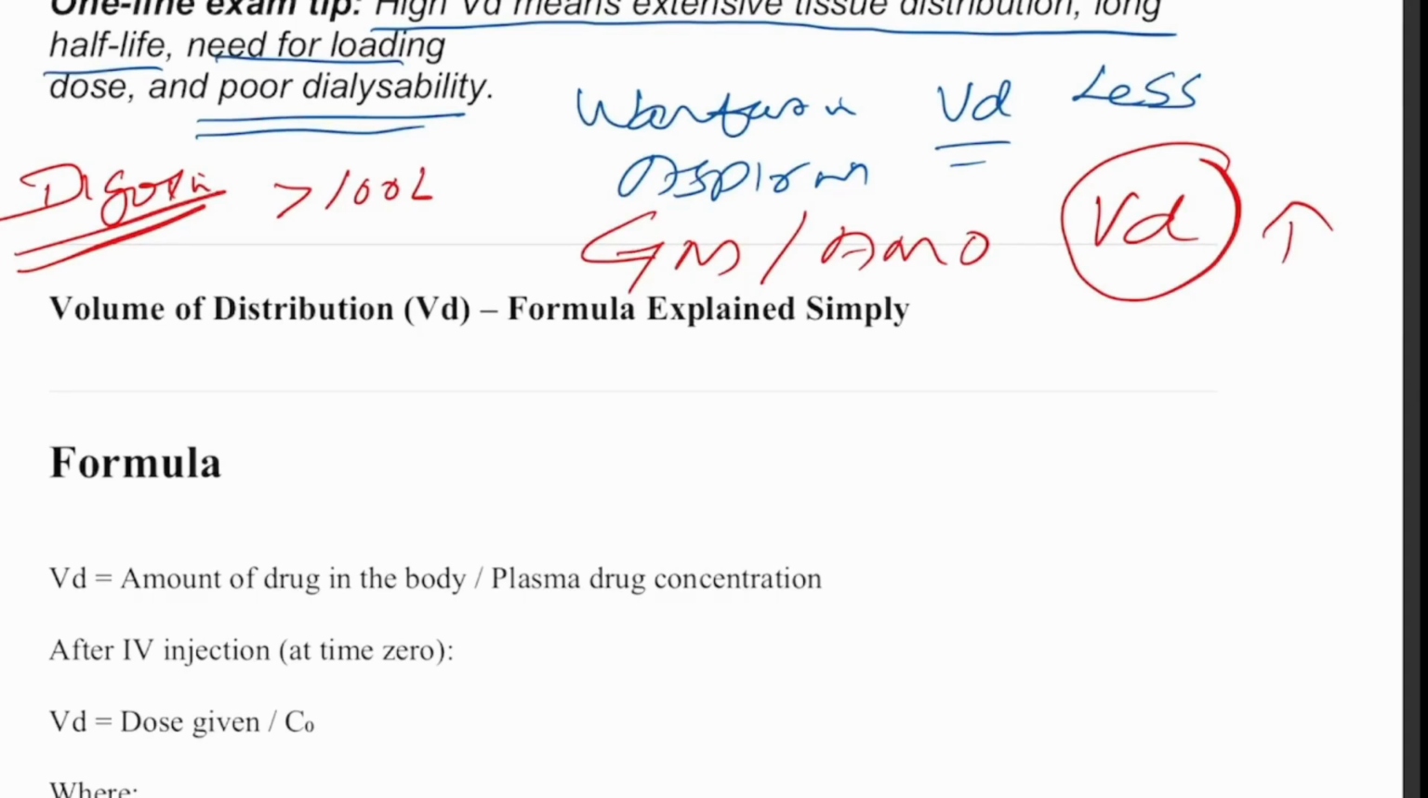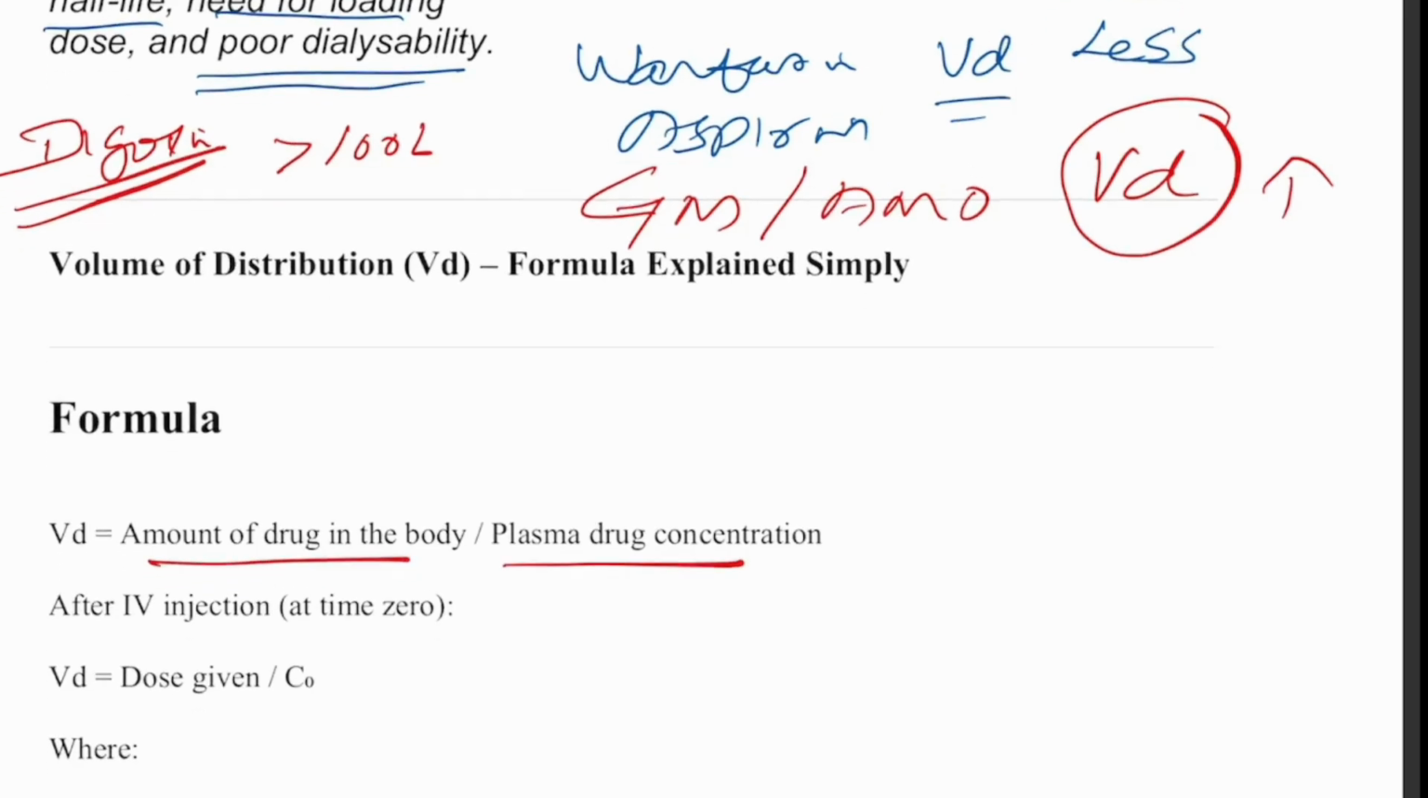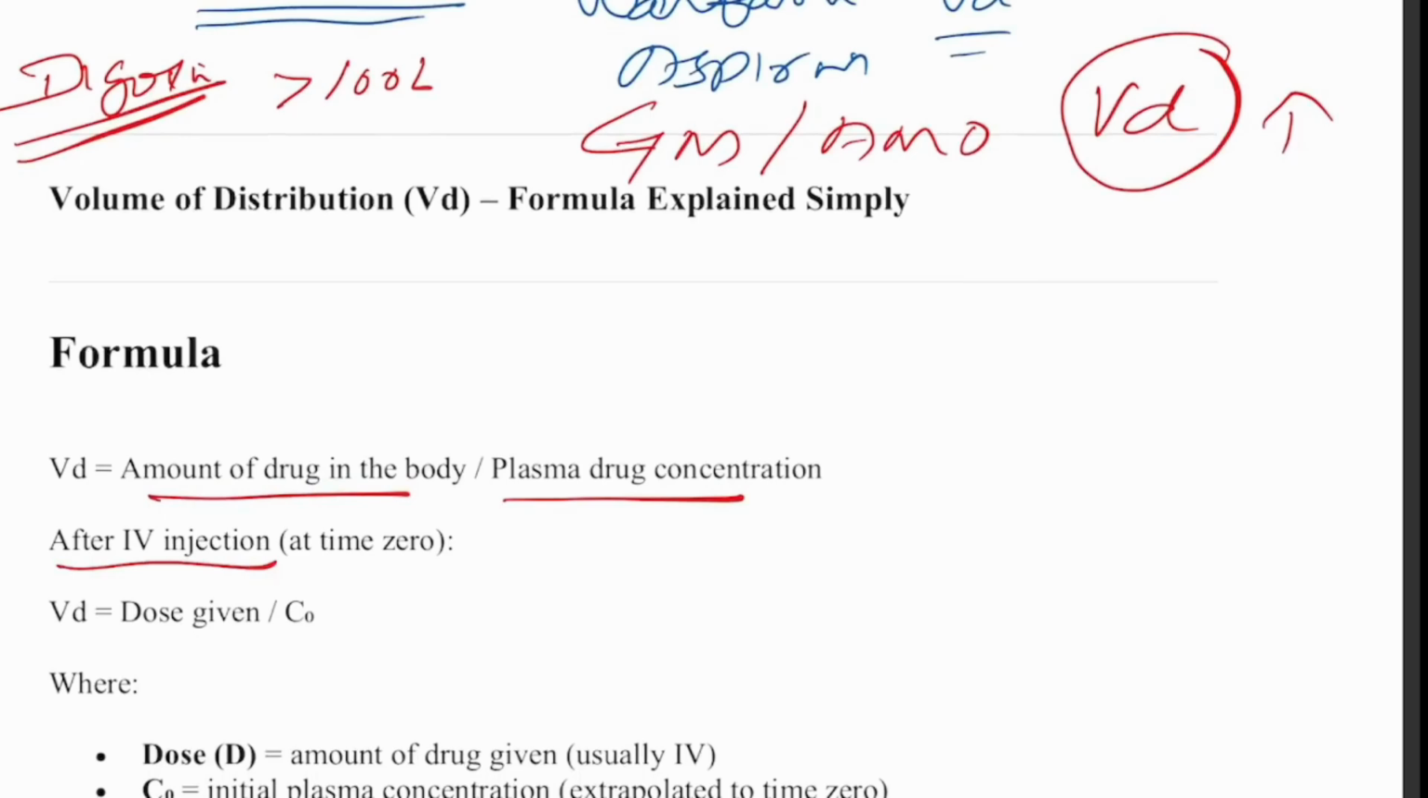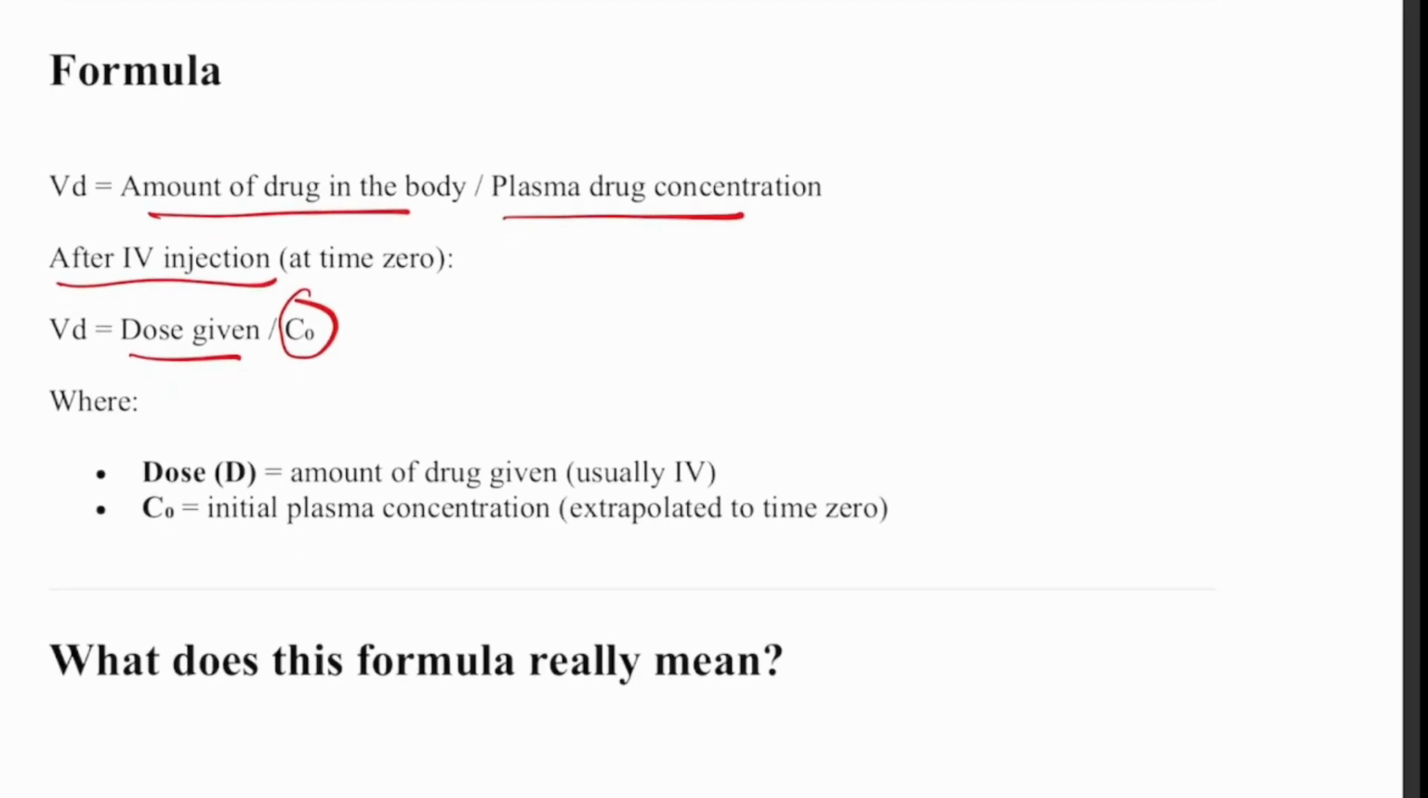So I will discuss the volume of distribution formula in a little more simple way. Volume of distribution is the amount of drug in the body divided by the plasma concentration. Especially after IV injection, the initial plasma concentration is extrapolated to time 0. So Vd is the dose given divided by the plasma concentration. We are giving a drug IV, that is the dose given, and the initial plasma concentration is extrapolated to time 0.